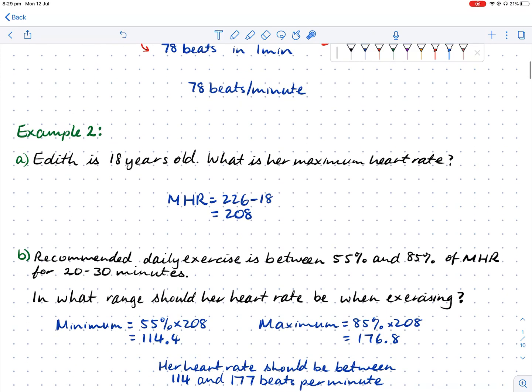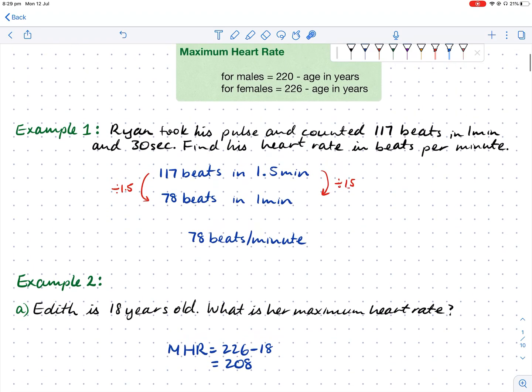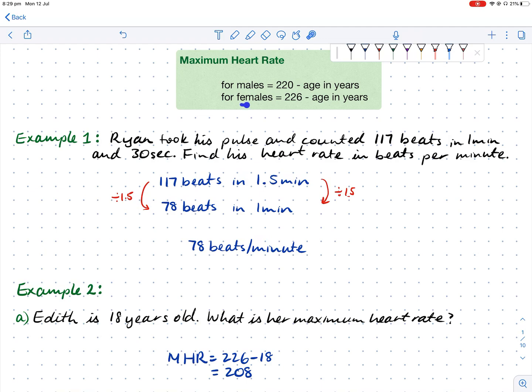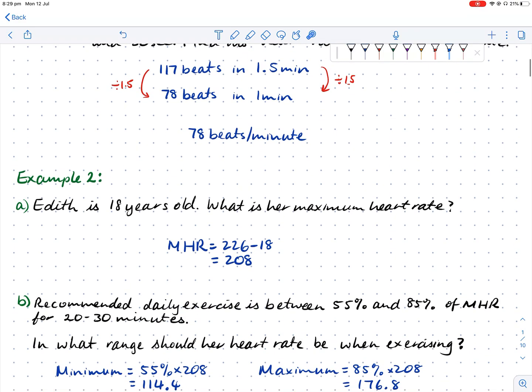In example 2, Edith is 18 years old. What is her maximum heart rate? So let's have a look up here. Edith is a girl, so we're looking at females. Her heart rate is 226 minus whatever her age is. The maximum heart rate, just use this abbreviation MHR here, okay? Maximum heart rate is 226 minus 18, which is 208. So Edith's maximum heart rate is 208 beats per minute, which is very, very fast.